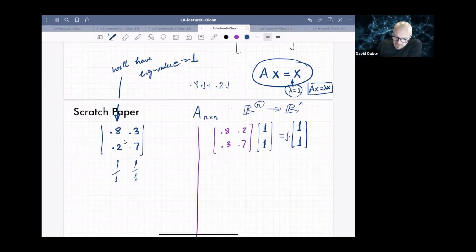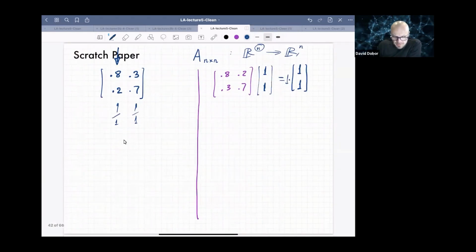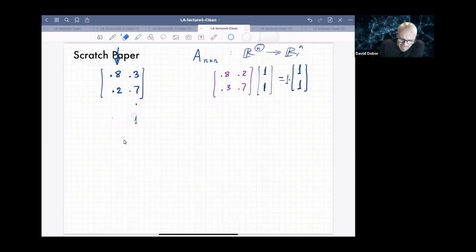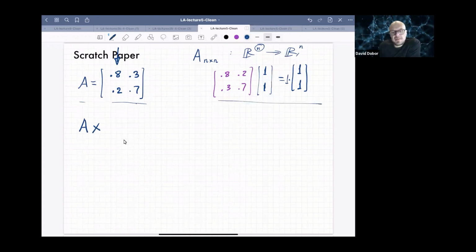So now I'm going to ask a question. This is going to be my A, and I want to ask what happens if you apply A to an eigenvector? Now this A may have different eigenvectors than the purple A here, but let's suppose you found an eigenvector whose eigenvalue is 1.